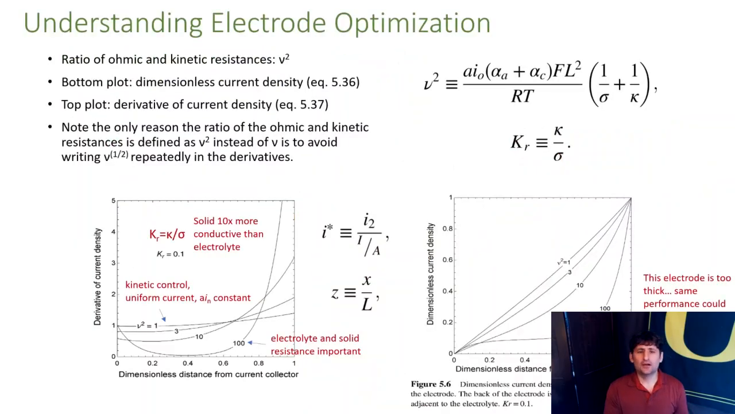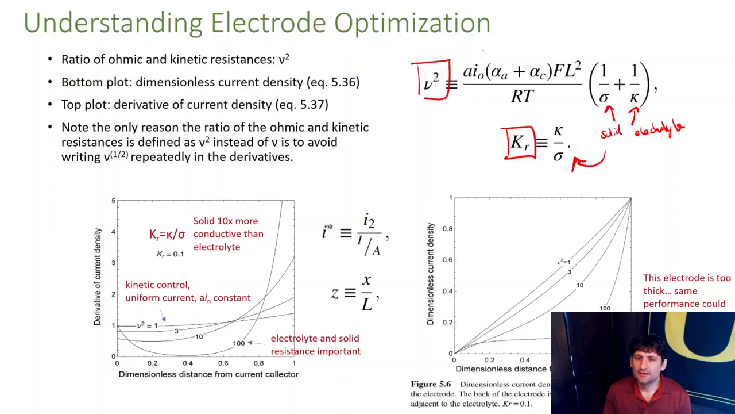Okay, so here's how we can use this to understand electrode optimization. So these are the parameters that can vary as we change our electrode architecture. So what things matter? Well, we can change the conductivity of either the solid or the electrolyte, right? Their ratio matters, and I naught matters, as well as alpha for both. Okay, so let's think about some examples. Here's the derivative of the current, and here's the dimensionless current.